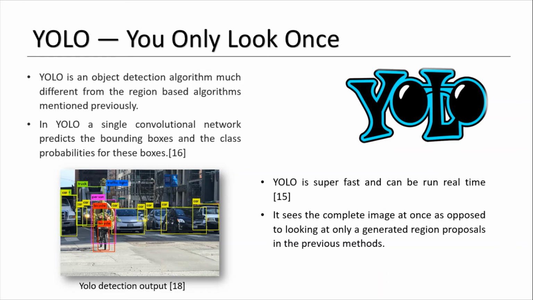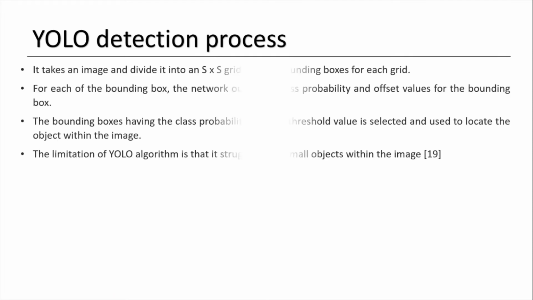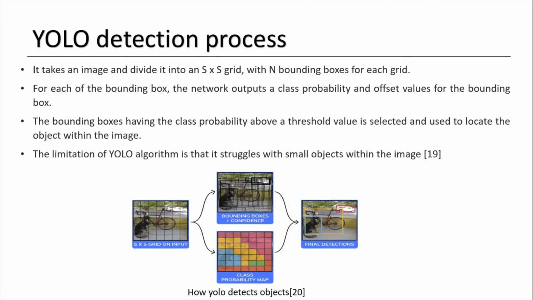Another key difference is that YOLO sees the complete image at once, as opposed to looking only at the generated region proposals in the previous methods. But how does the YOLO algorithm work? YOLO takes an image and splits it into an S by S grid. With each grid cell we take n bounding boxes. For each bounding box, the network outputs a class probability and offset values for the bounding box. The bounding boxes having a class probability above a predetermined threshold are selected and used to locate the object within the image.